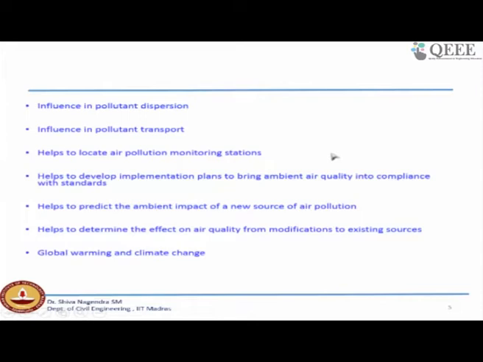I told you, suppose this is a road and vehicles are moving, and the wind is coming from this direction, where are you locating the monitoring station? You try to locate it in the downwind direction so that you will be able to capture the emissions contributed by the vehicles. Okay, so it helps to locate your monitoring stations, helps to develop implementation plans and bring ambient air quality into compliance with standards, then helps to predict the ambient impact of new sources.